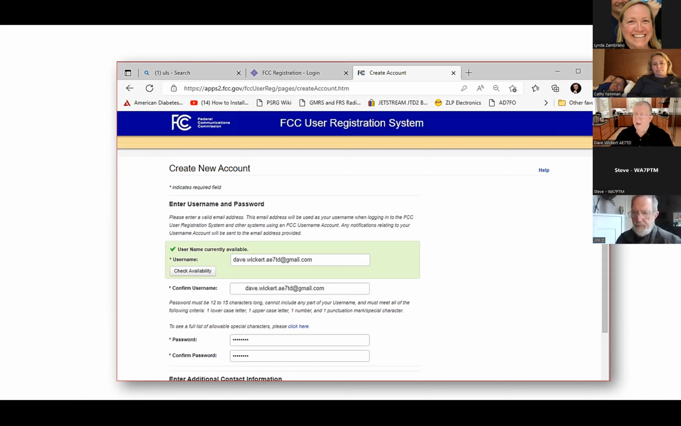So if they came out tomorrow with some FCC petition to change the rules and regulations, and you wanted to make a comment on that petition, you would log into your account and then go in and make your comment. So it's more than just licenses. It's any dealing with the Federal Communications Commission, you're going to need an account and an FRN number.